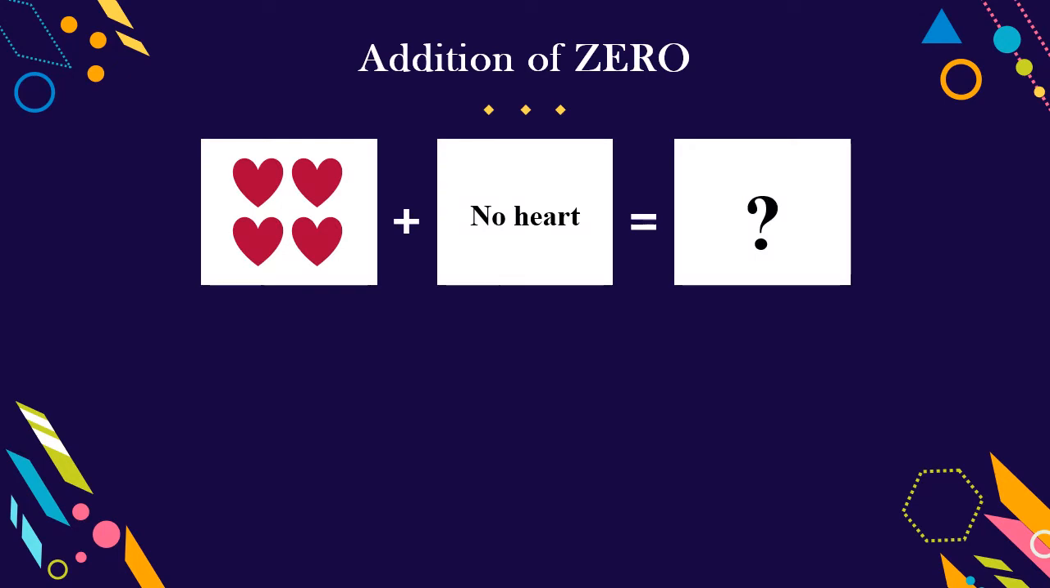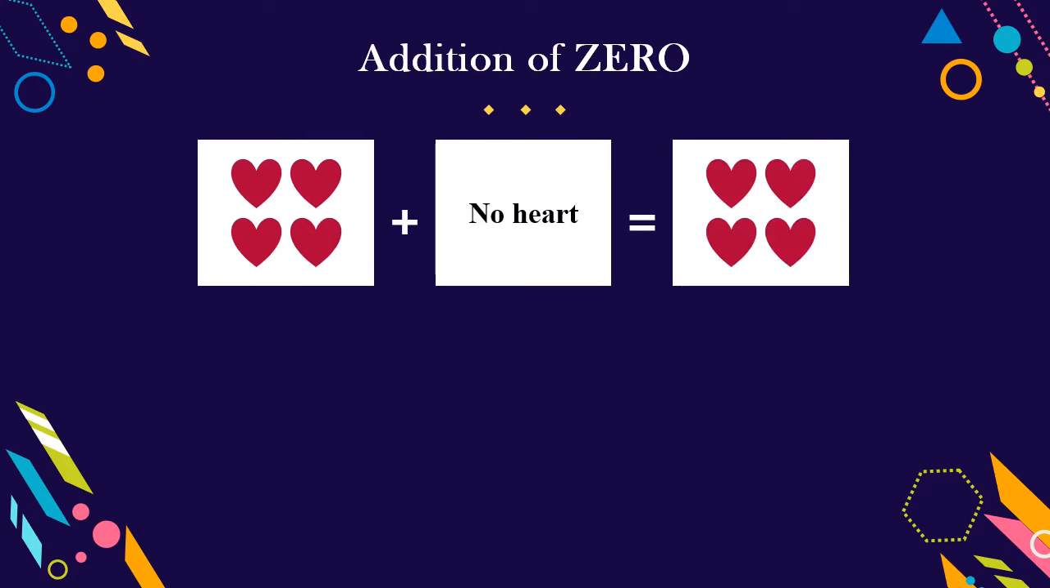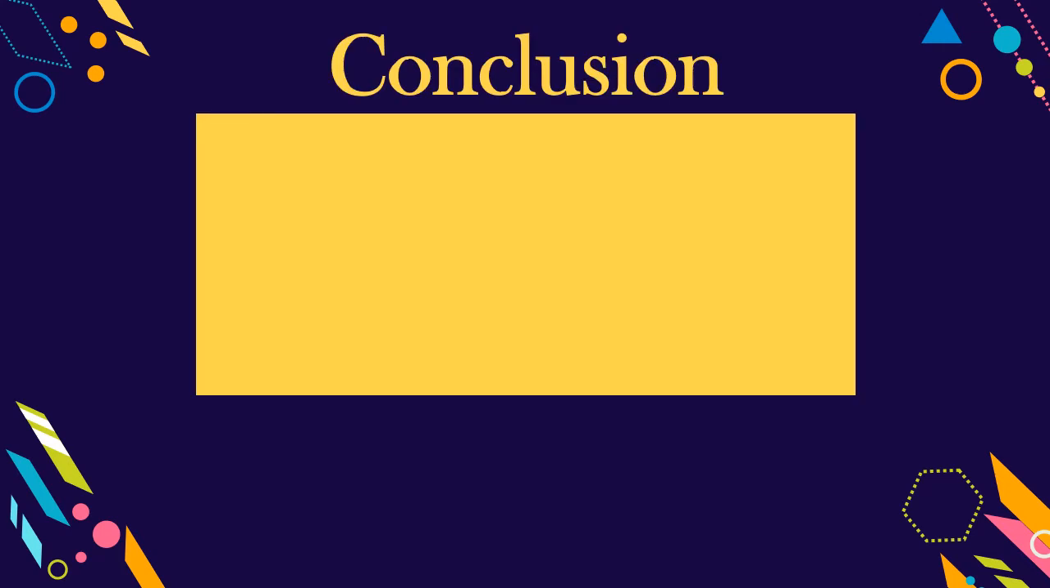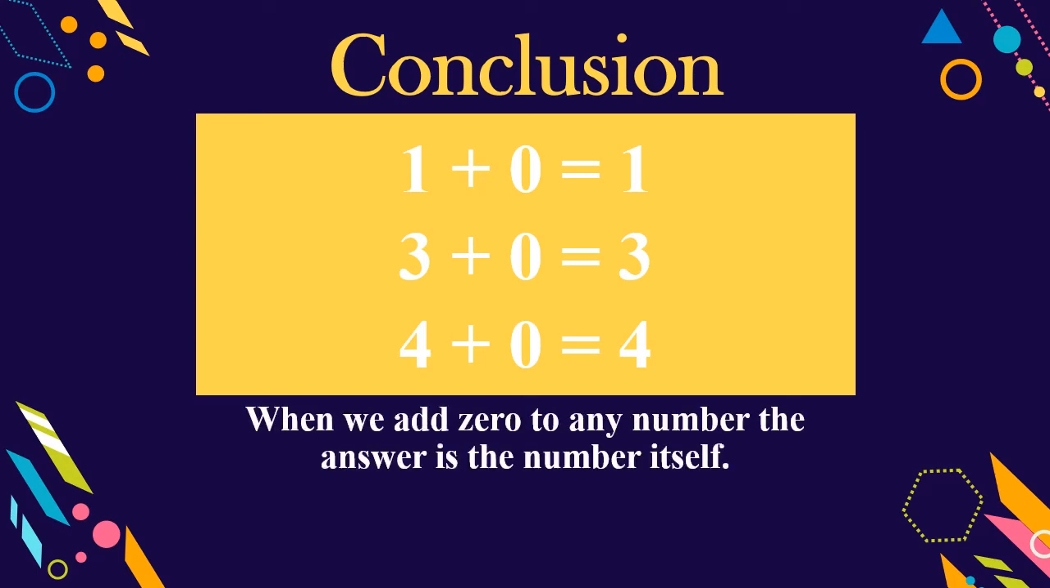In this example, the first box has 4 hearts and the second box has no heart. You can see we have 4 hearts in all. So we can write 4 plus 0 equals 4. From above example, we have a conclusion. Dear students, you can observe 1 plus 0 equals 1, 3 plus 0 equals 3, 4 plus 0 equals 4. So we can conclude when we add 0 to any number, the answer is the number itself.